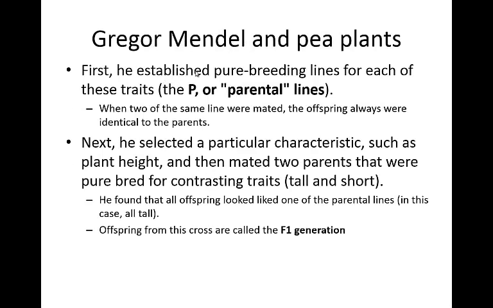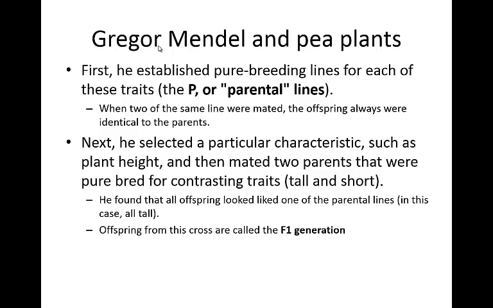So first of all, the first thing he did was he established these pure breeding lines for each of the traits, and we're going to call those the P or the parental lines. And anytime we do a cross, the very first individuals that we start with, we'll always call them the P generation. So what he found was that when you had 2 of the same line that were mated, the offspring were always identical to the parents. Okay, that was really important for forming these postulates.